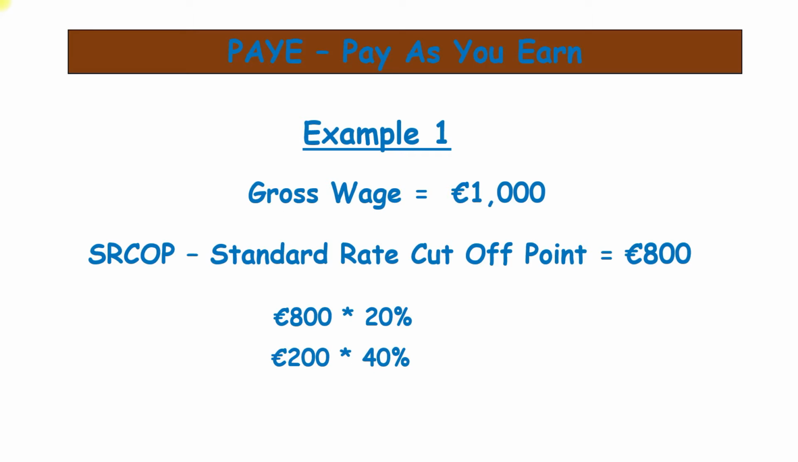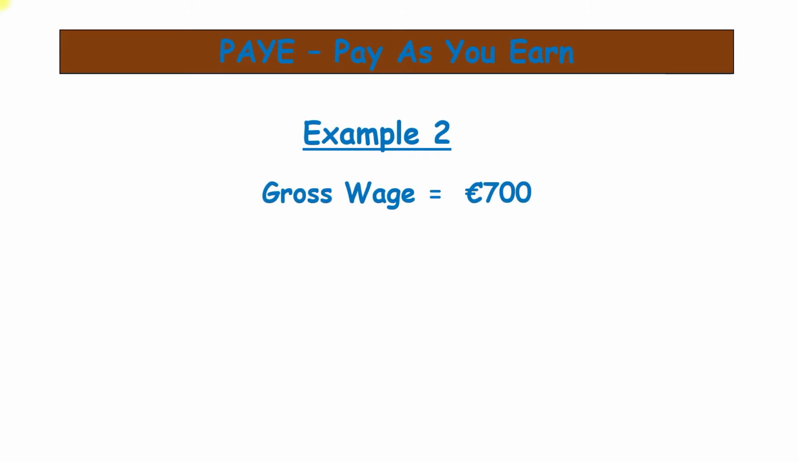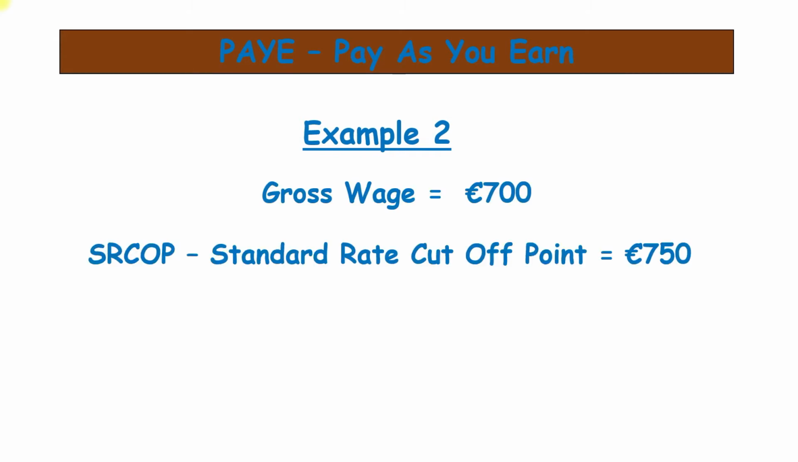20% of $800 is $160. 40% of $200 is $80. Add the 2 together and the total tax due is $240. In example 2, the gross is lower than the cutoff point, so it is the $700 that is taxed at 20%, not the SRCOP, and there is nothing at 40%.